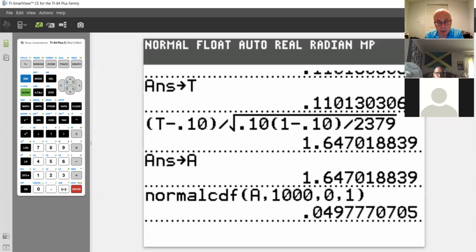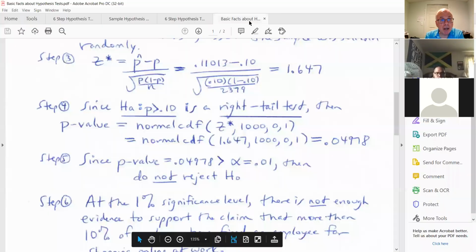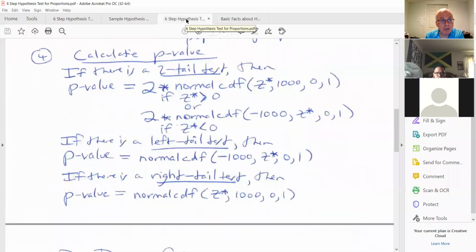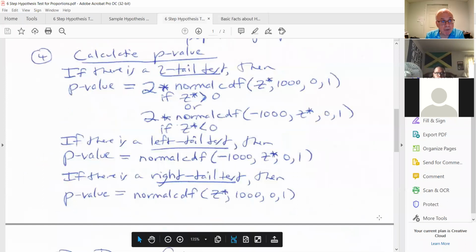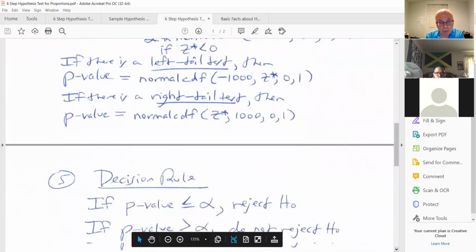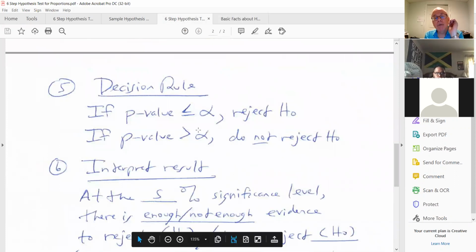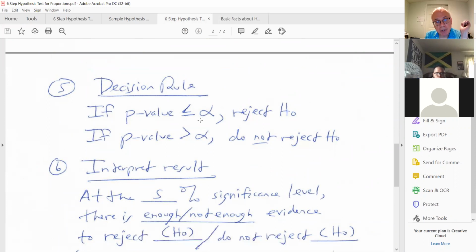Now let's go back to the problem. The next step. What is the next step? Basic facts again. Or actually not basic facts, 6 steps. So what is step number 5? Decision rule. I'm going to compare the p-value to alpha. And the decision rule says if p-value is less than or equal to alpha, I'm going to reject the null hypothesis. P-value is greater than alpha, I do not reject the null hypothesis. Simple decision right here. Nothing more that you have to do.